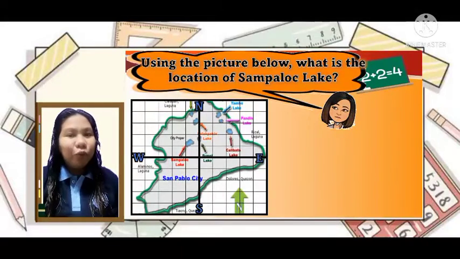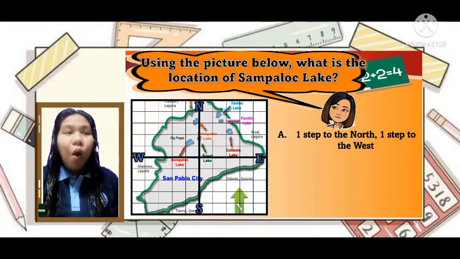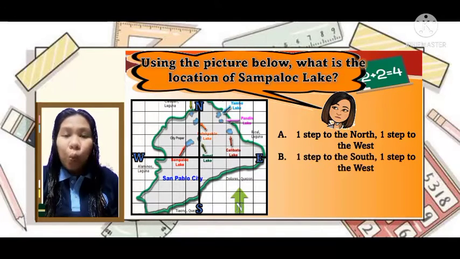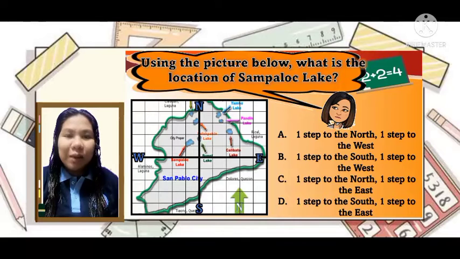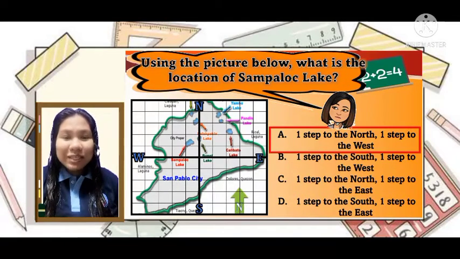Now, let's have question number 2. Using the picture below, what is the location of Sampaloc Lake? A. 1 step to the north and 1 step to the west. B. 1 step to the south and 1 step to the west. C. 1 step to the north and 1 step to the east. Or D. 1 step to the south and 1 step to the east. Again, I will give you a few seconds to have your answer. If your answer is A, then you are correct.